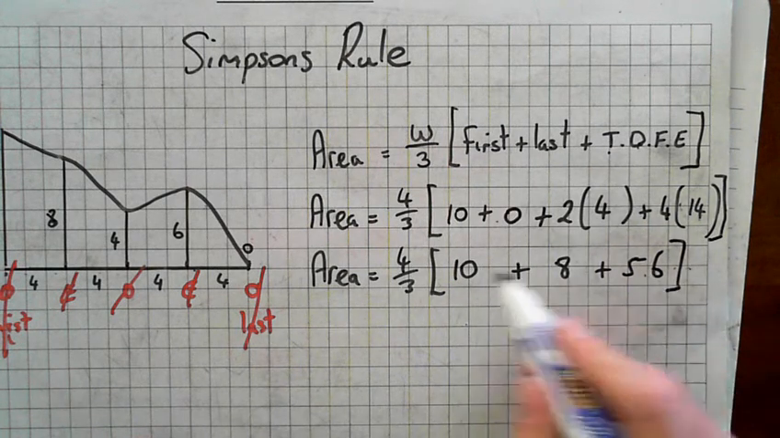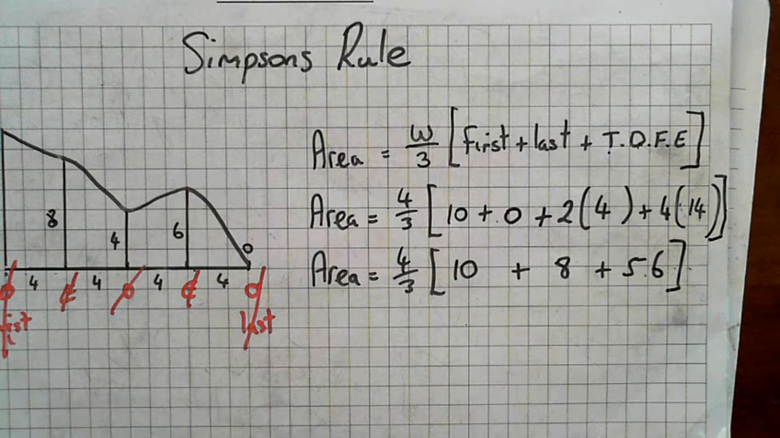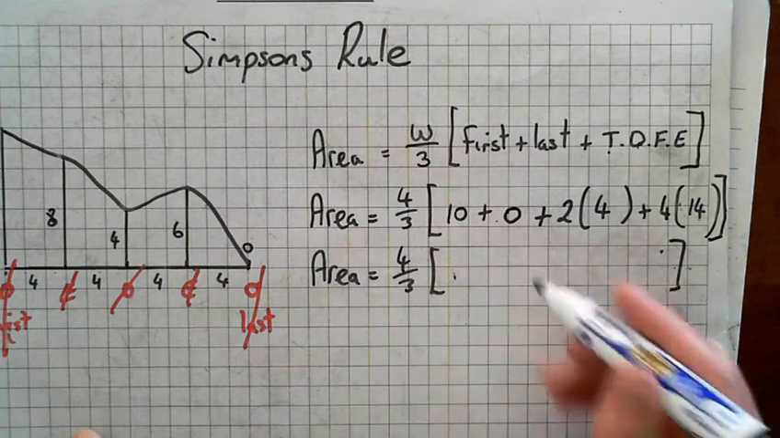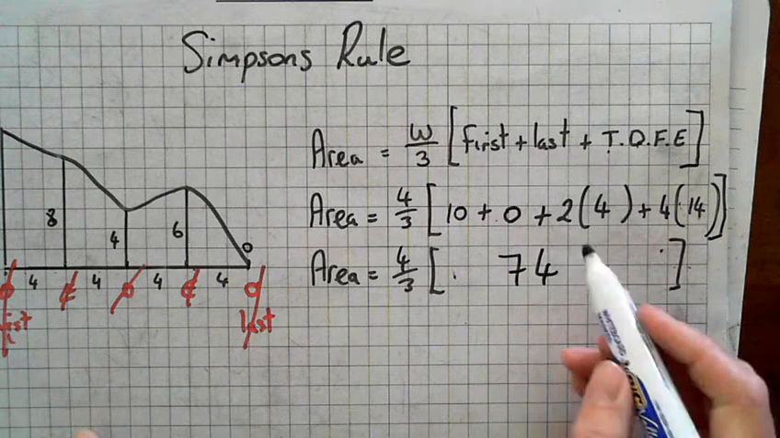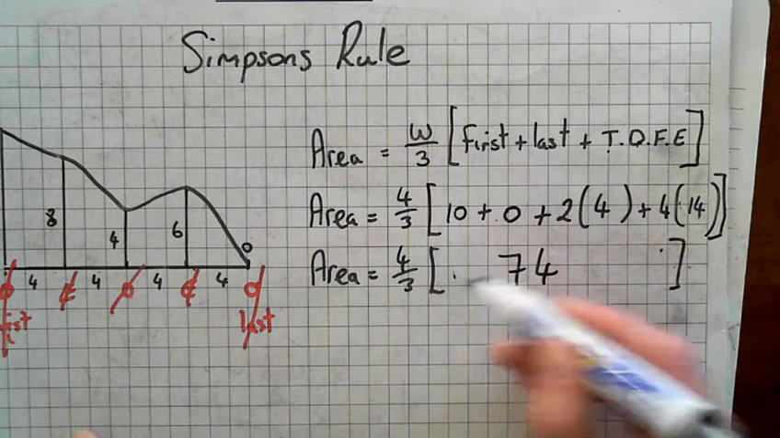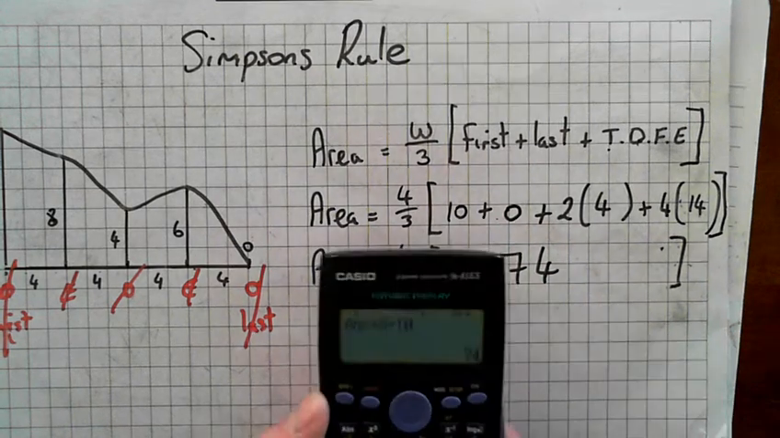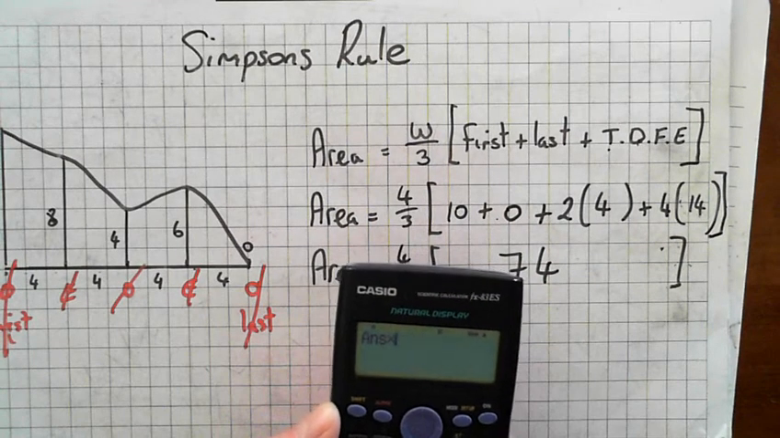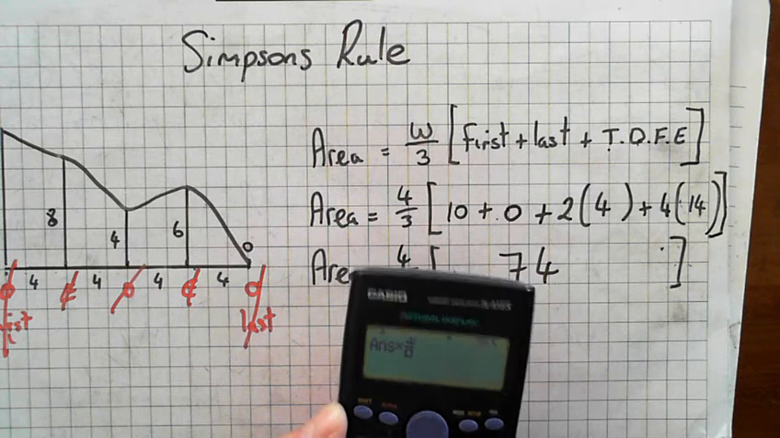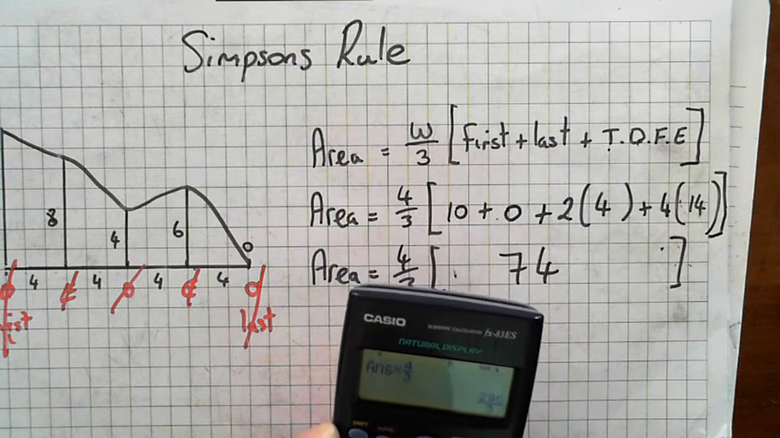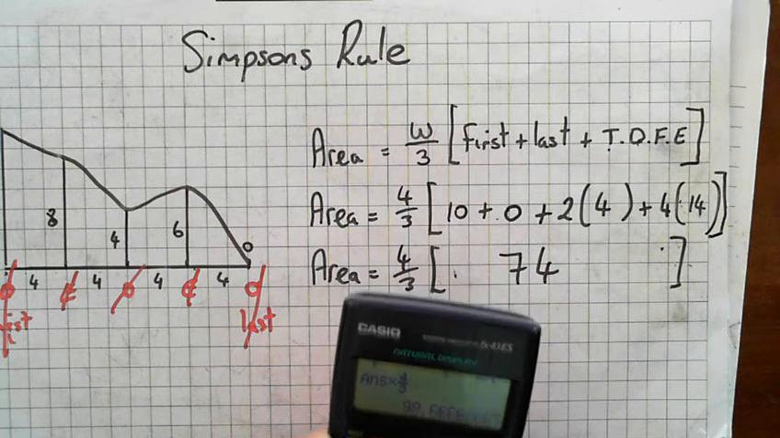Right, add 56 plus 8 plus 10. That gives you 74. Now we're going to multiply, because these are multiplication brackets, 74 times 4 over 3. So 74 times 4 over 3 equals 98.666.